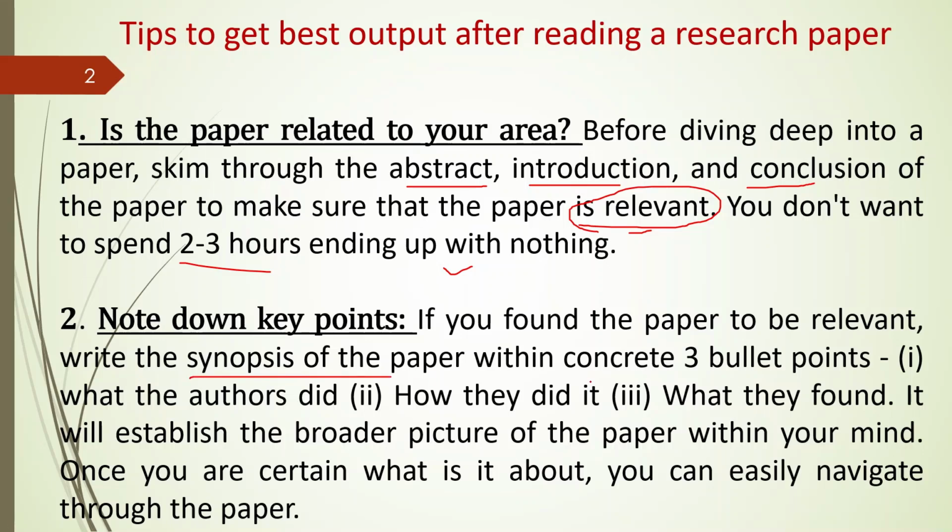But here I will highlight 3 important points, or 3 bullet points rather. Number 1 is what the authors did, that is, what was the main accomplishment or the findings of the authors in this paper. Number 2, how they did it, means what procedure or methodology they followed. And number 3, what they found, means the output. So it will establish the broader picture of the paper within your mind.